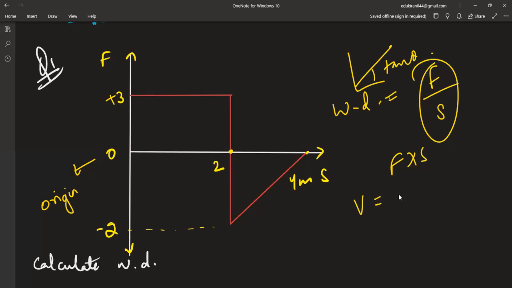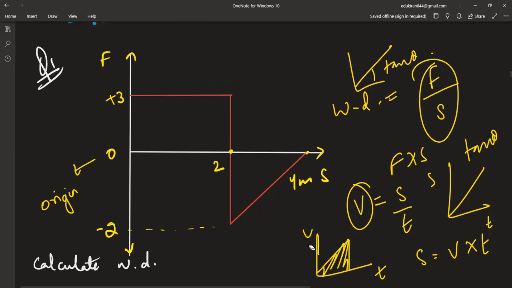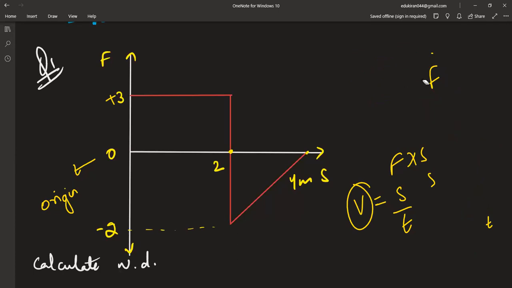Like velocity is equal to distance divided by time. If a displacement versus time graph is given, you will calculate tan theta, that is the slope, to find out velocity. But if velocity versus time is given and you have to find out displacement, displacement will be velocity into time. So if this is the graph, you will calculate this entire area. This should be clear to you, because this is not just a concept for work, energy, and power. This is a concept throughout your physics, which will be staying with you.